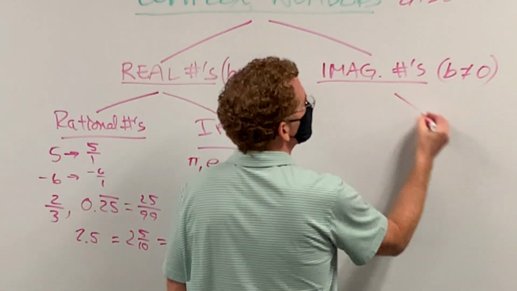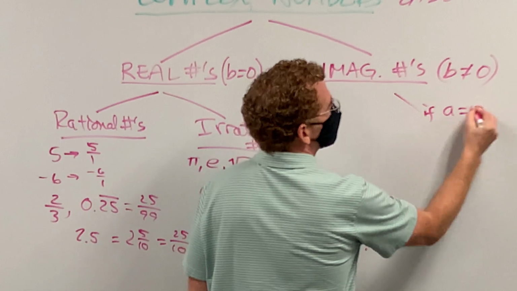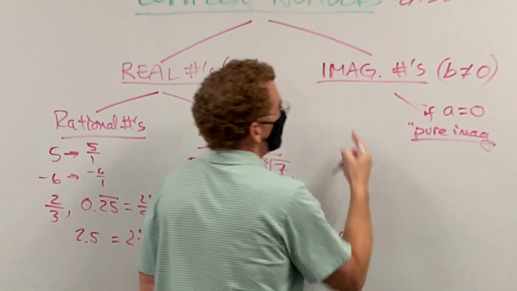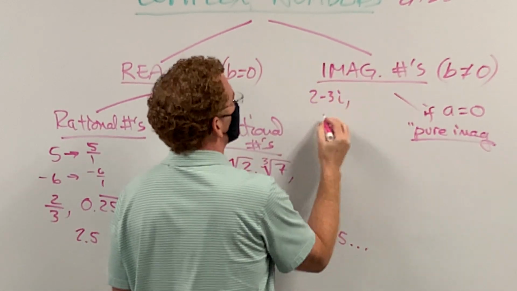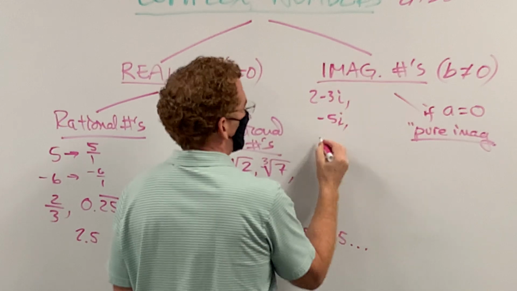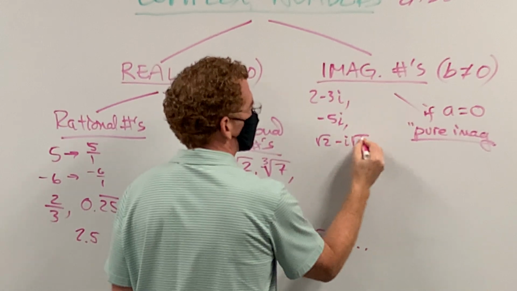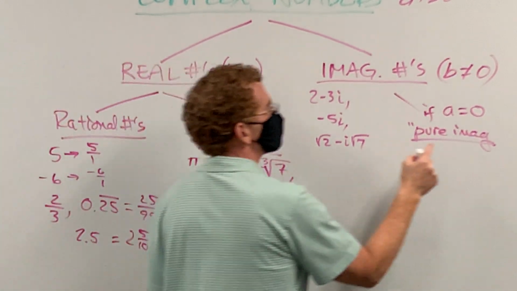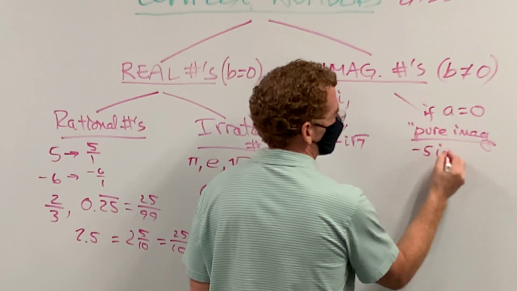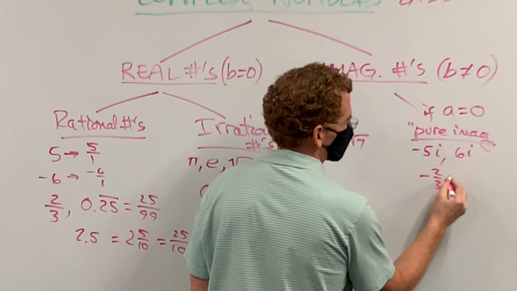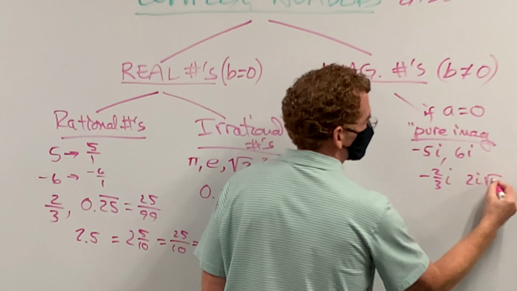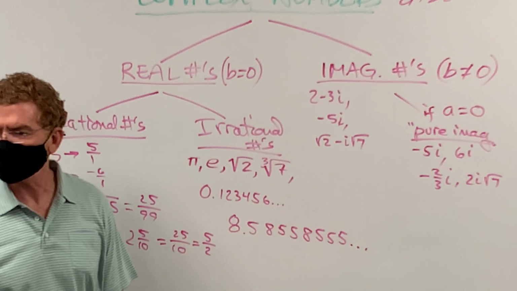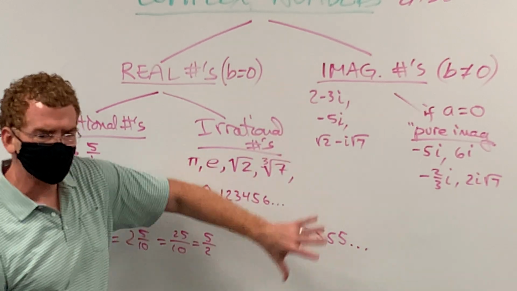Now, if the A is 0, we do call those pure imaginaries. But imaginaries could be like 2 minus 3i, negative 5i, square root of 2 minus i root 7. As long as it has an i, we say it's imaginary. But if it's pure imaginary, those are like the negative 5i's, 6i, negative 2/3 i, 2i root 7. They do not have a real part added to it. Y'all with me? Everybody good on this so far?